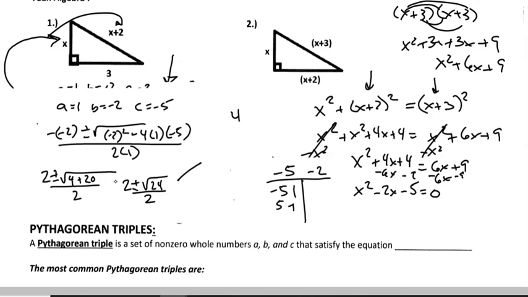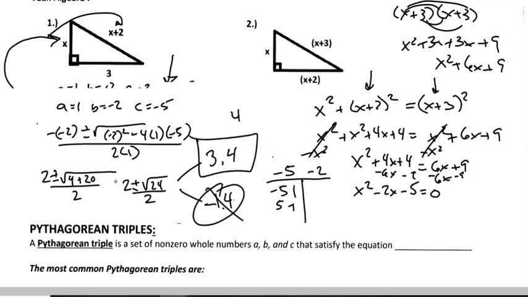2 plus square root of 24 divided by 2. And that gives me approximately 3.4. And if we did 2 minus the square root of 24, and then we divided by 2, we'd end up with negative 1.4. Now, which one of those does not make sense for our problem? That one does not make sense for our problem. So this would be your only solution. Ugh, that one was ugly.